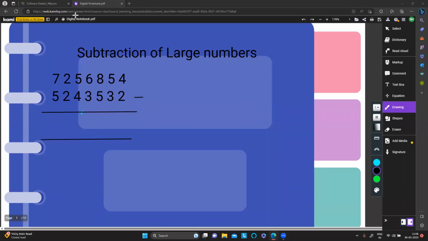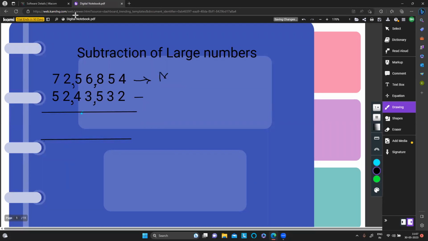Hello children, now we are going to start with subtraction of large numbers. Okay, here we have taken, just put a comma so that you can read the numbers in a proper way. This is 72,56,854. This number is the largest number which you are representing at the top.